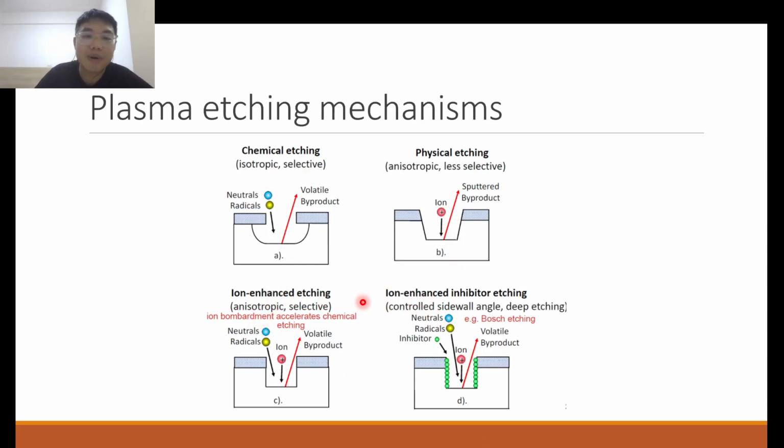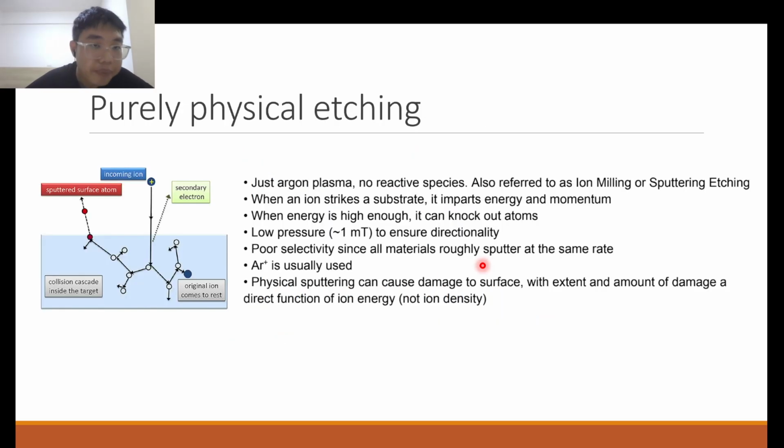And so the fourth kind is more of a modified version of the third kind of etching, which is ion enhanced inhibitor etching. So we include a certain inhibitor that can coat the walls of the trench you're etching to ensure that we get very high aspect ratio trenches, very vertical trenches that just go vertically downwards. Okay, so we'll cover that later.